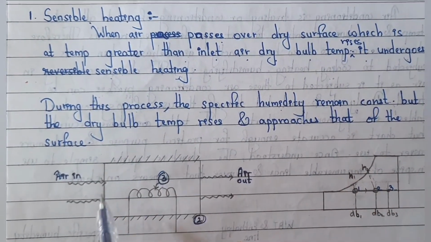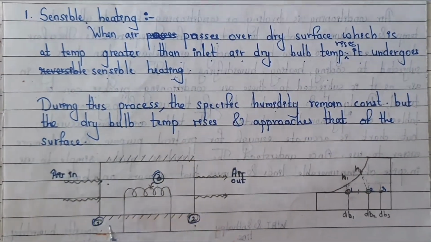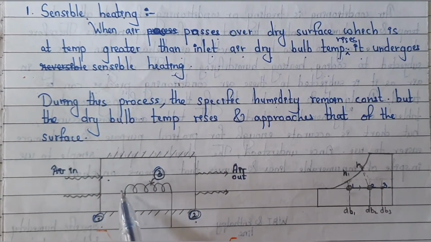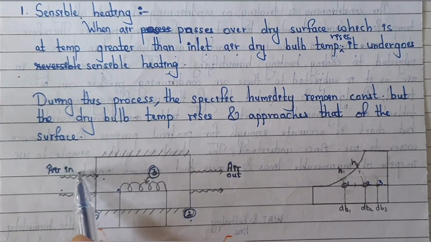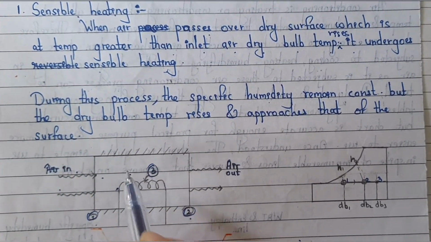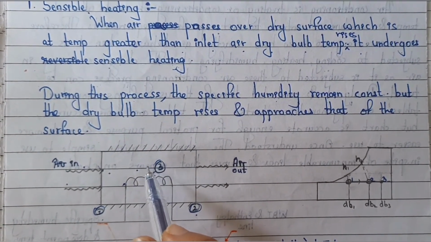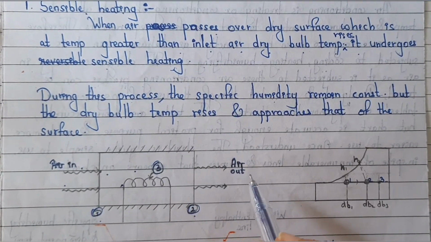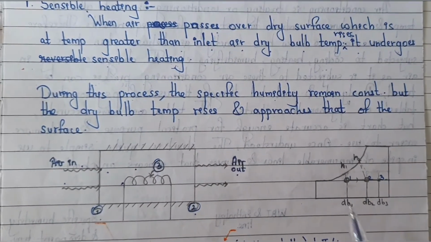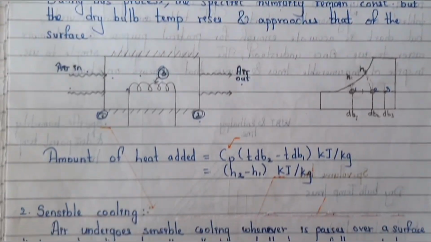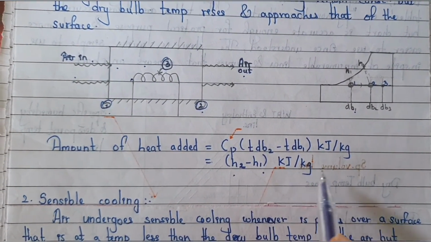of the surface. Here simply air is entering this chamber from 1 to 2, and as the coil temperature is greater than the inlet temperature, the air inlet is at lower temperature, and after coming in contact with this coil it increases its temperature, and when it is outlet it has higher temperature than the inlet temperature. Here the graph is shown. Now the amount of heat added is equal to H2 minus H1 kilojoule per kg.